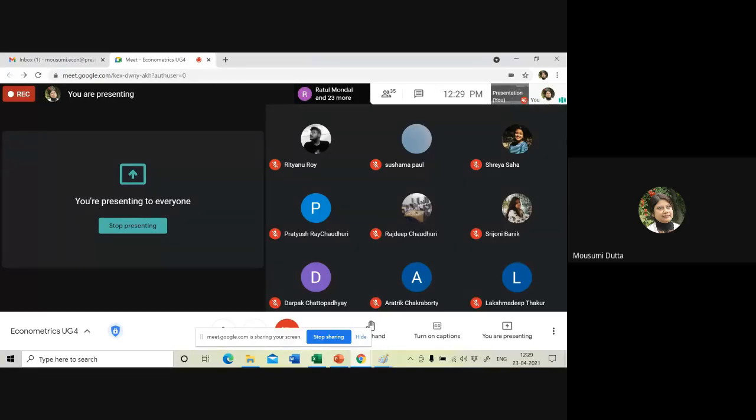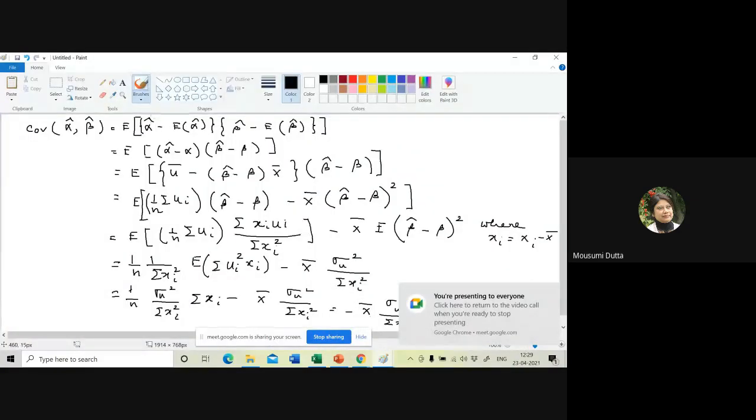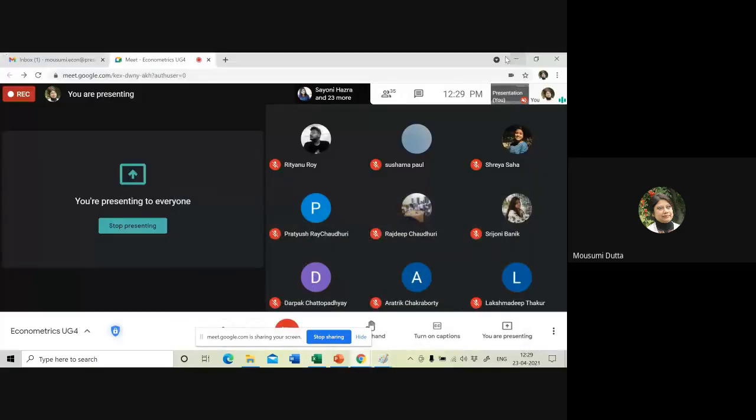And I'm giving you a homework. Please derive the covariance between alpha hat and beta hat. Please calculate this on your own. So the homework is to derive the covariance between alpha hat and beta hat. Okay, and I'll discuss one numerical exercise for you.